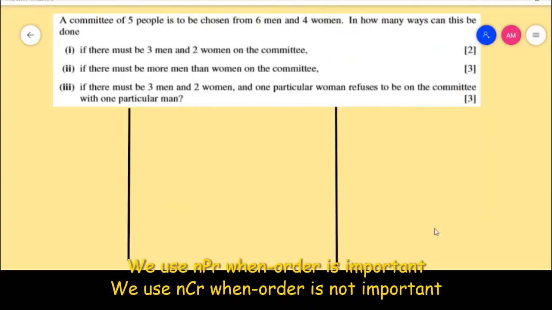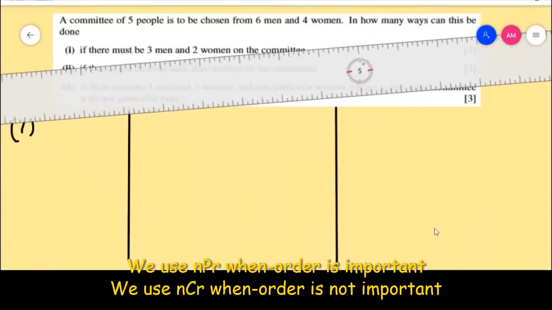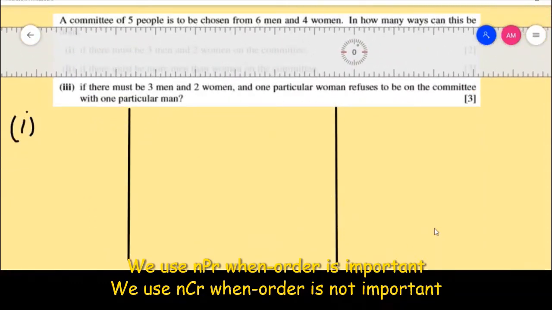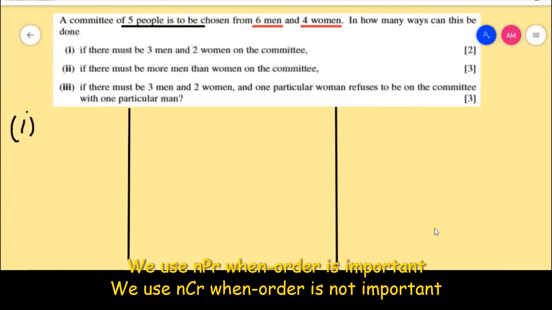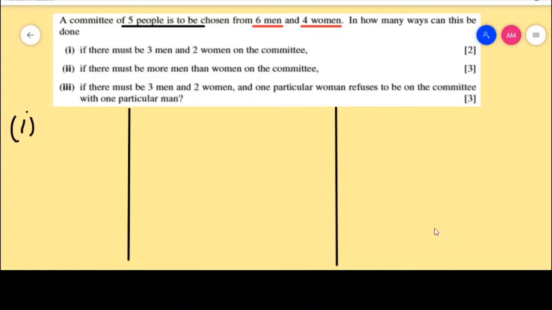Right, in my next question there, now, so part 1, a committee of 5 people is to be chosen. So just take note here, I've got 5 people which I need to choose, so I underline here, I need to choose 5. And this is, I'm choosing here from 6 men and 4 women. Alright, so I underline the keywords there. The committee of 5 people is to be chosen from 6 men and 4 women. In how many ways can this be done if there must be 3 men?